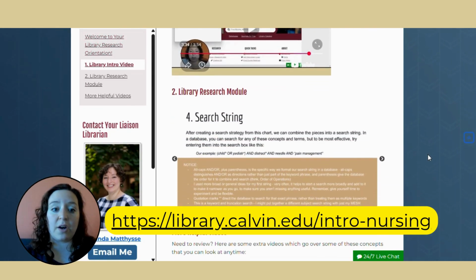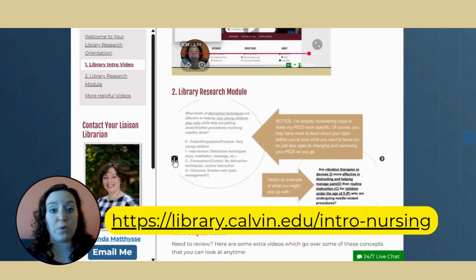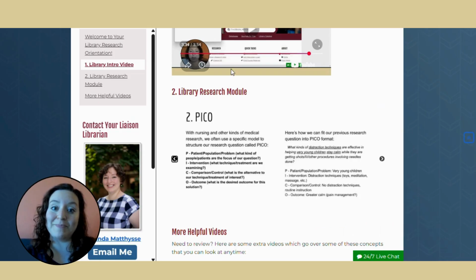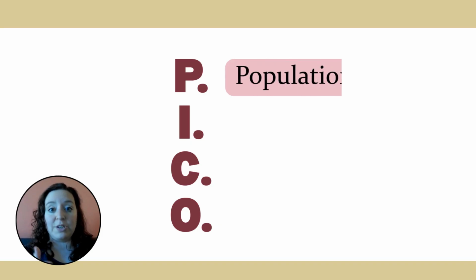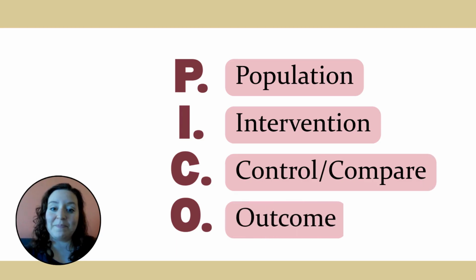It also has our library research module, a few slides to walk through important searching strategies, such as putting together a good PICO question. Now, you'll talk about the PICO model plenty in class, but as a reminder, this acronym is what we use to structure our research questions, helping us identify the most important parts of the issue we want to study: population, intervention, control comparison, and outcome.